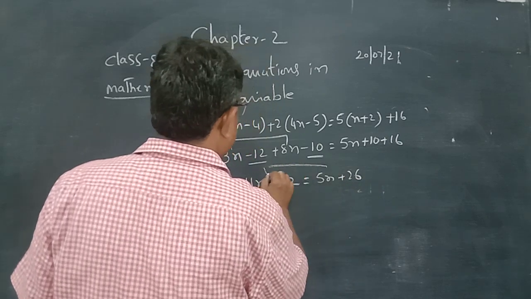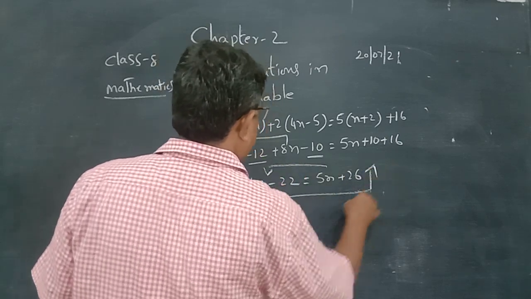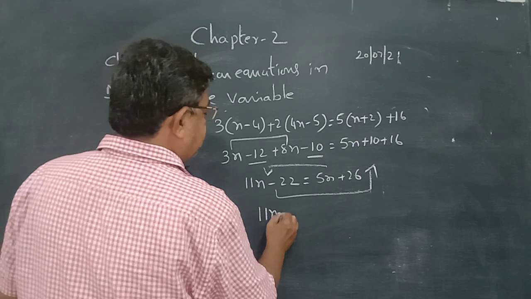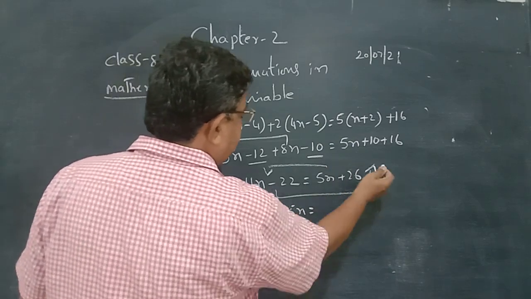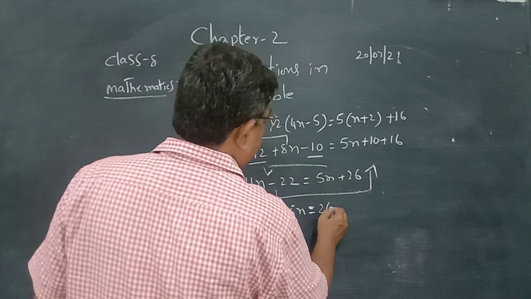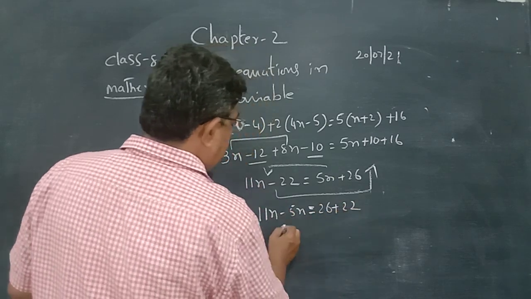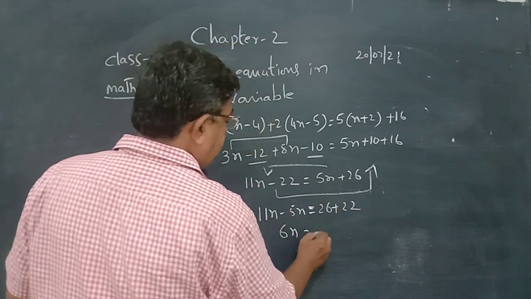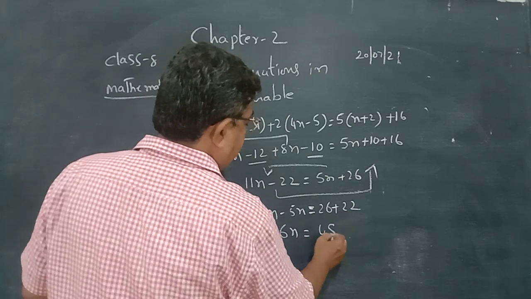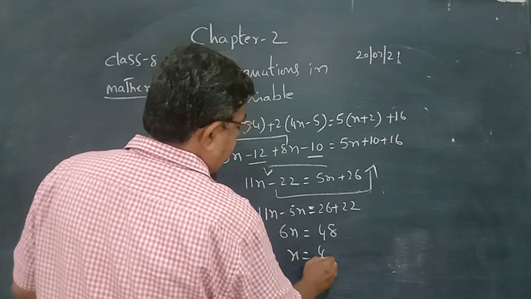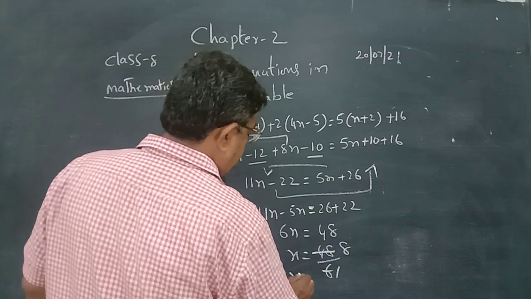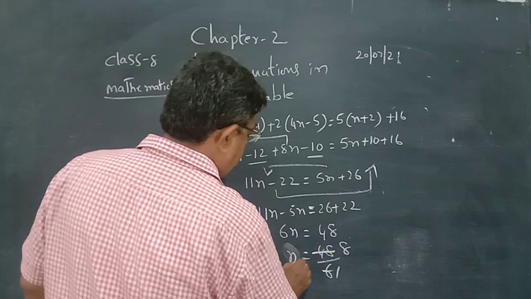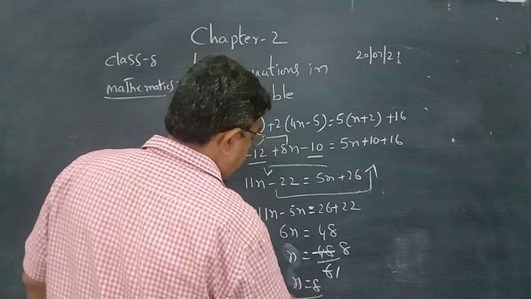Bring 5n to the first side and take minus 22 to the other side. 11n minus 5n, plus 5n becomes minus 5n, and minus 22 becomes plus 22, is equal to 26 plus 22. 11n minus 5n is 6n. 26 plus 22, it is 48. n is equal to 48 by 6. 6 ones are 6, 6 eights are 48. You got finally n is equal to 8.